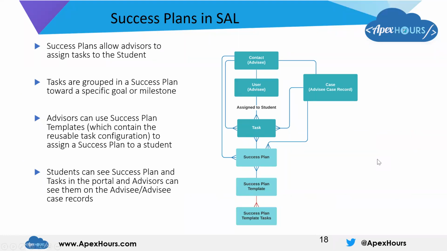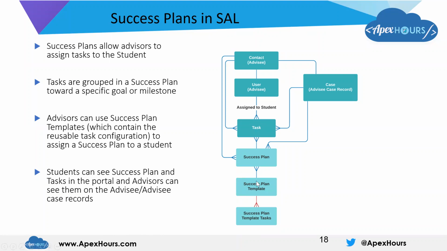Next thing I wanted to mention was success plans. When we think about success plans in SAL, success plans allow advisors to assign that ordered series of tasks to the student. Tasks are grouped towards a specific goal. We saw the study abroad example in the demo, and so they have an ordered series of tasks they need to complete, each by a certain date. The student can complete them themselves. The advisor could complete them for the student, whichever is appropriate for your institution.